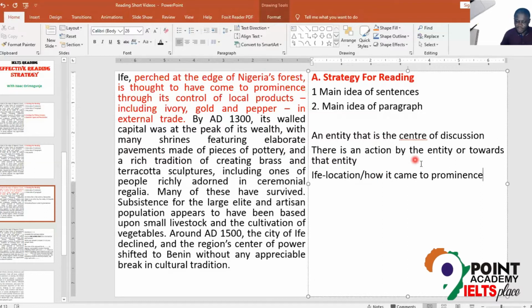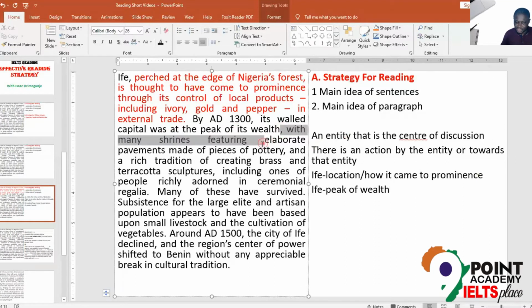Now let's go to the second sentence. "By AD 1300, its world capital was at the peak of its wealth." What is it talking about now? Ife, the peak of wealth. You can see that it is talking about Ife, its wealth, with many shrines. You can see that other things that follow are doing what? They are trying to describe that wealth.